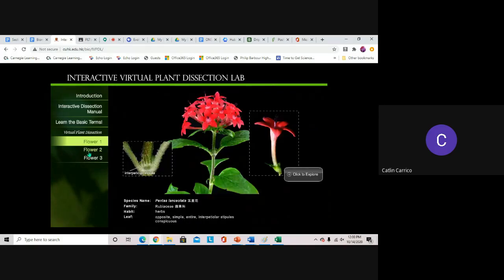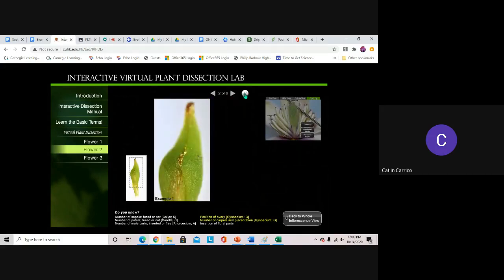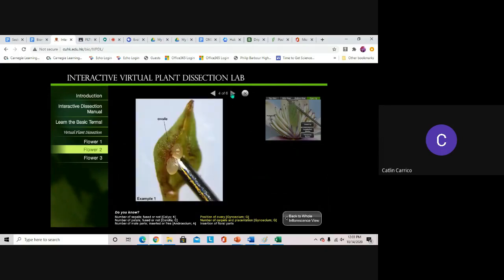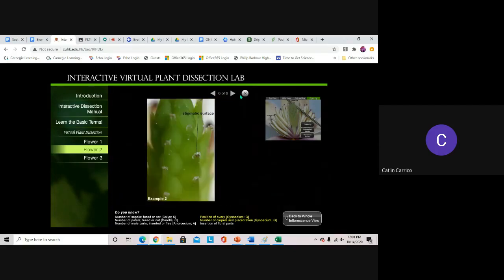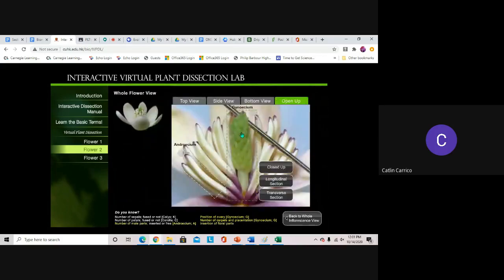If we go to the second flower, we're looking at we have one carpel. Let's look at the differences. We're going to want to look at different views. So we're going to look at the gynoecium.